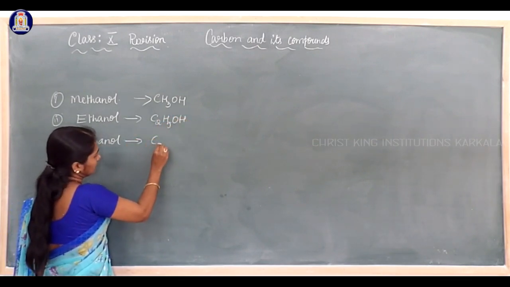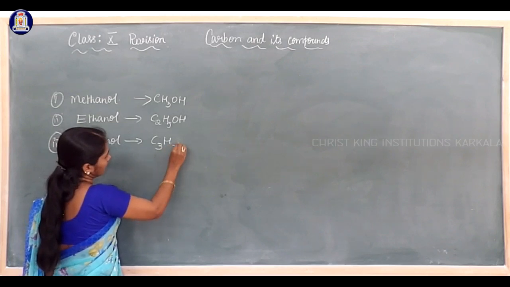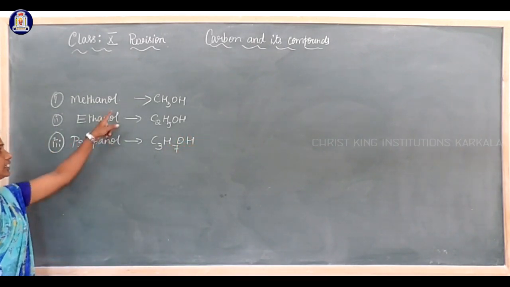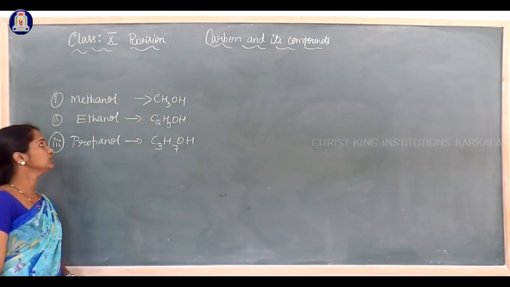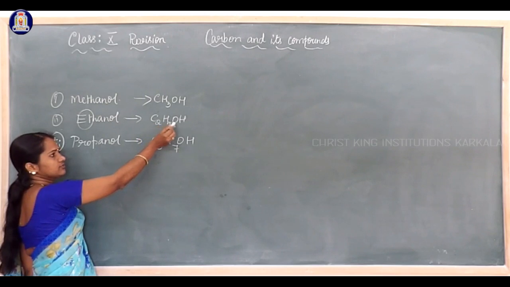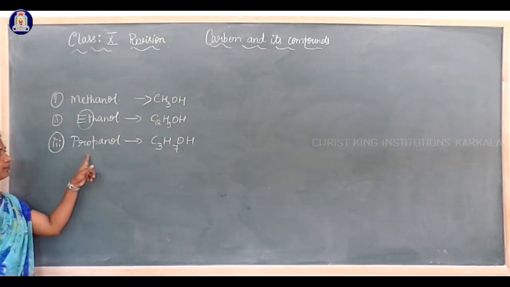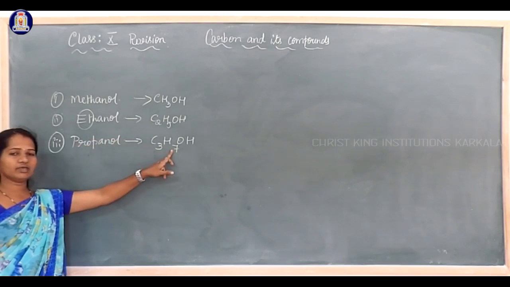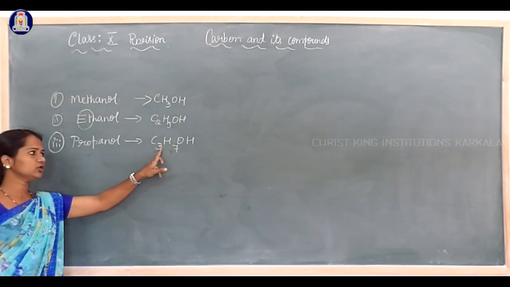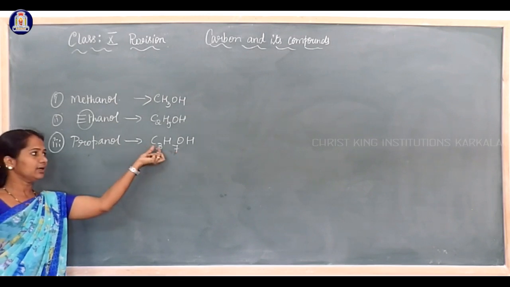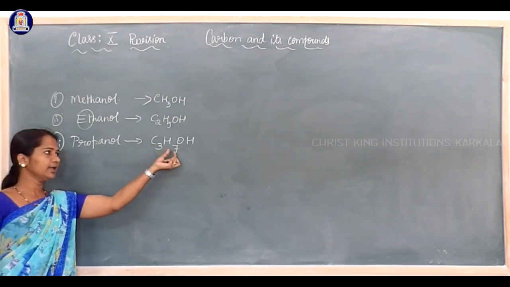Propanol, C3H7OH. So, these are the molecular formulas: methanol CH3OH, ethanol with 2 carbon atoms, C2H5OH, and propanol with 3 carbon atoms, 7 hydrogen. You have to double the 3, 2 threes are 6, plus 1. You have to add 1 hydrogen. Double the number of carbon and add 1.